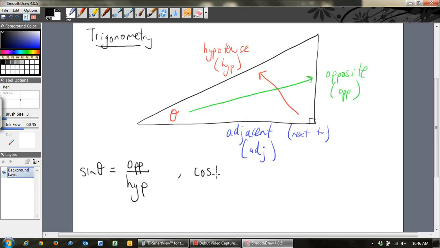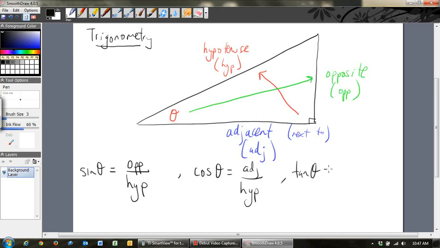The second ratio that we've got is called cos theta. And cos theta is the ratio of this side here, which is the adjacent, divided by this side here, which is the hypotenuse. So cos theta is the ratio of that. So every triangle with angle of theta, some angle, will have that ratio.